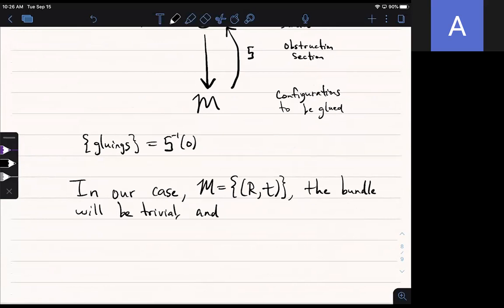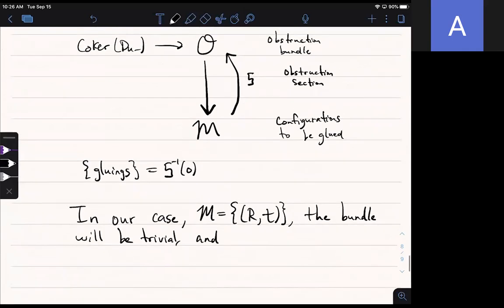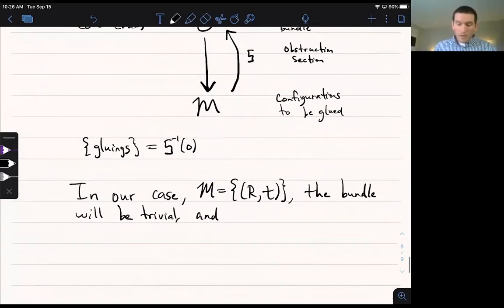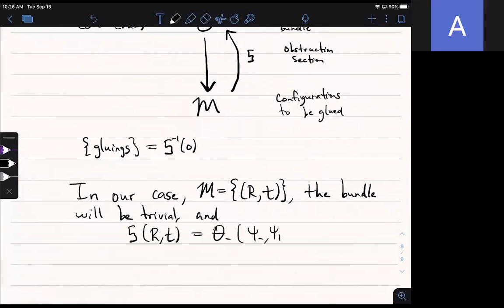The statement that the gluings are in one-to-one correspondence with the zeros of the obstruction section, you're using some sort of uniqueness of your psi plus minus, right? I mean, you want to say something like, for sufficiently large R, you have this one-to-one correspondence. Correct? Exactly. Because in particular, S sort of eats in R and T, but then it's going to spit out just this theta minus of psi minus, psi plus, T. So it matters that we get a unique pair psi minus, psi plus for our choice of R and T.